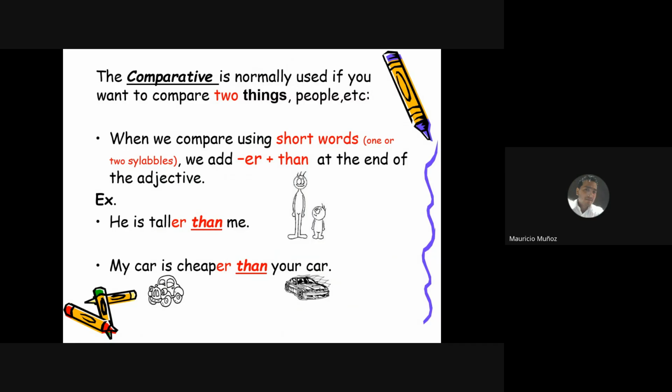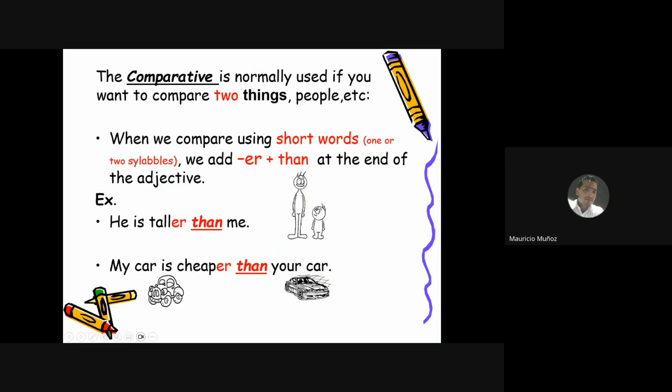There you go. They are tall. You see this word? Tall is a short adjective. So we can compare by adding the suffix er. So we say he's taller than me. Then we have another short adjective, which is cheap. Cheap means barato. It's a short adjective. We add once again the suffix er. So my car is cheaper than your car. So when we compare, we add the suffix er, okay?